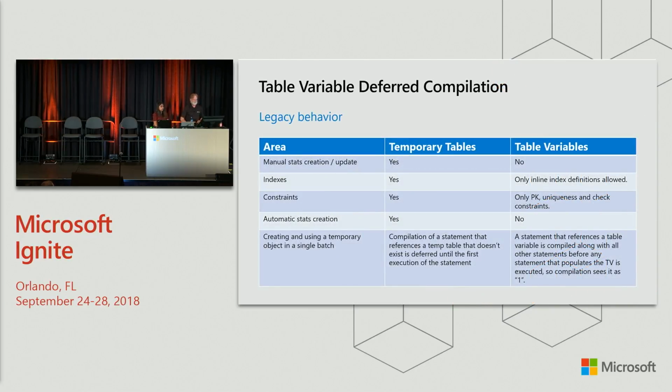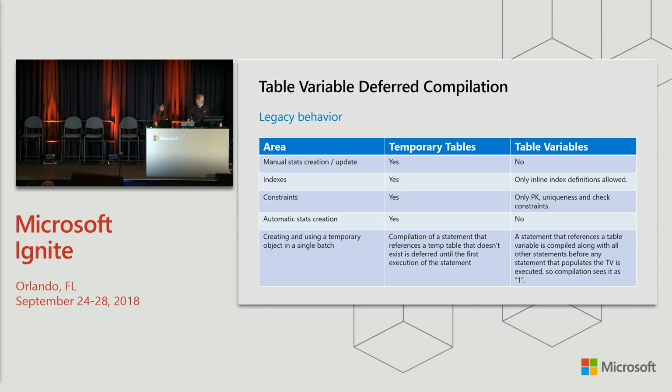So, table variable deferred compilation. The legacy behavior for manual stats creation and update: with temp tables, you can do manual stats creation and update. Table variables, you can't. Makes sense. You can create indexes on temp tables. With table variables, you can only create indexes that are in line with the table creation definition. Constraints you can put on temp tables. For table variables, only primary key, uniqueness, and check constraints, and again, as part of the creation of the table variable. Automatic stats creation happens with temp tables. They don't happen with table variables.